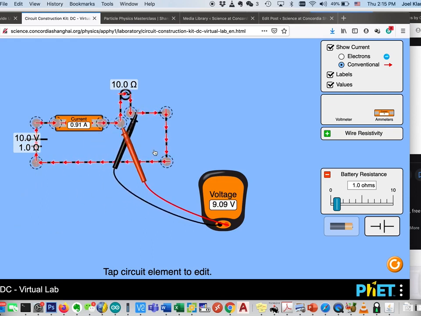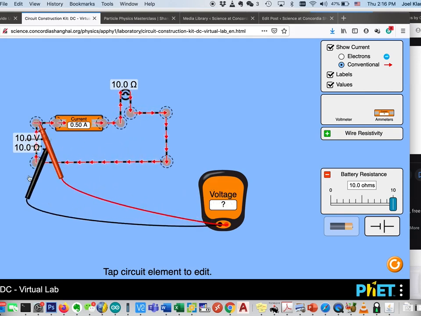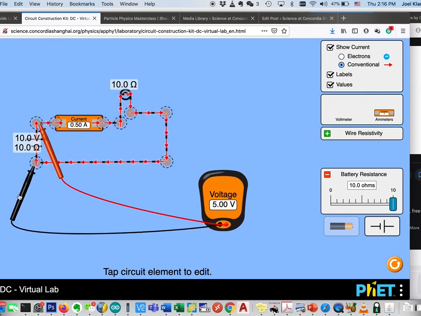And as I up the internal resistance, notice what happens to the current in the circuit. It gets smaller and smaller. If I take the battery resistance all the way up to 10 ohms, my current's dropped down to this, and my voltage drop across my light bulb is only 5 volts. But the terminal voltage of my battery is also now only 5 volts. Why? Because I'm losing 5 volts across this internal resistor.